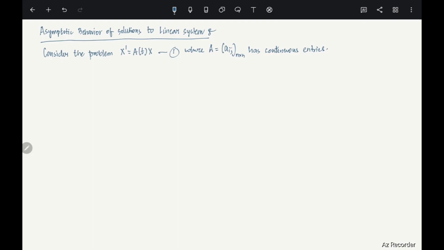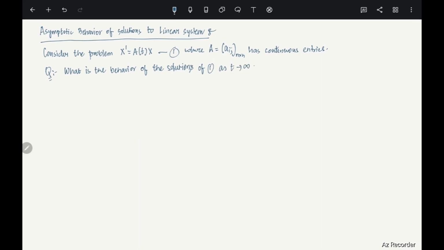So now let's look at what is the behavior of the solution. So now the question is this: what is the behavior of the solutions of one as t tends to infinity? That is the question. Yeah, very simple question.